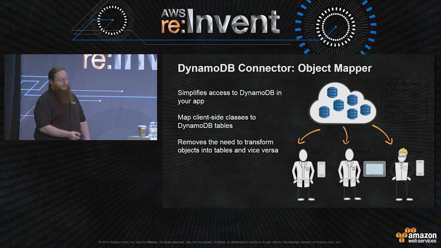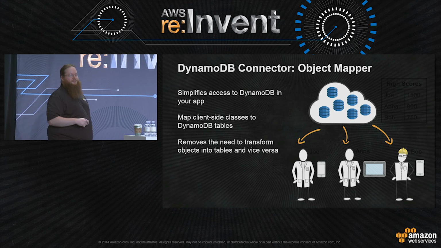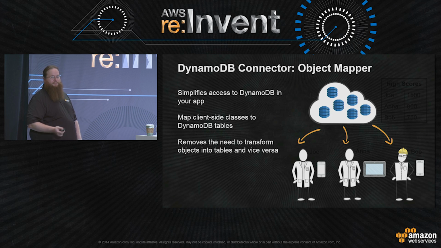You basically just map your objects inside of your Objective-C or Swift classes to fields inside of DynamoDB. And then you just have to specify which one of those is your hash key and range key, and then you can query and load objects by that method.